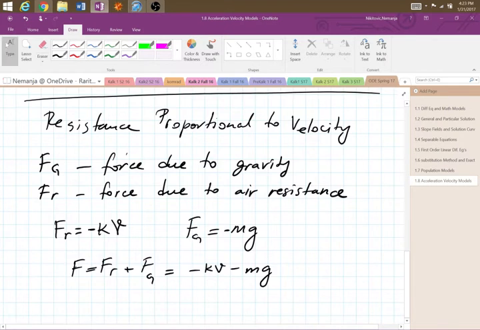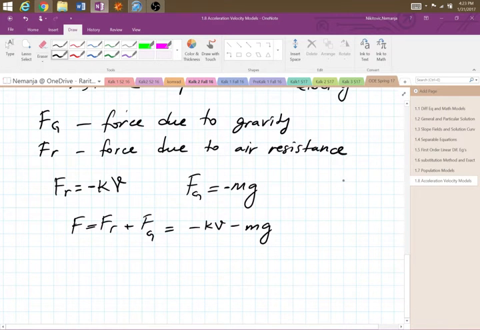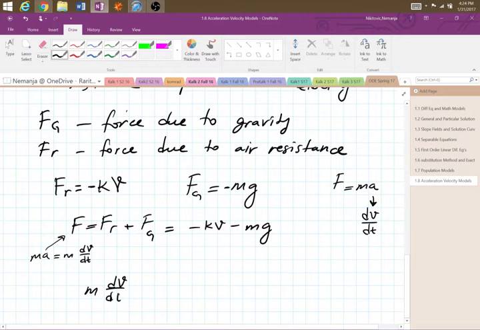And we also have that force equals ma. Remember that one? That's a Newton's law, where we know that this a is change of velocity in time, right? So I will plug ma on this side, which is actually m dv/dt. So we are going to have m dv/dt is equal to negative kv minus mg.